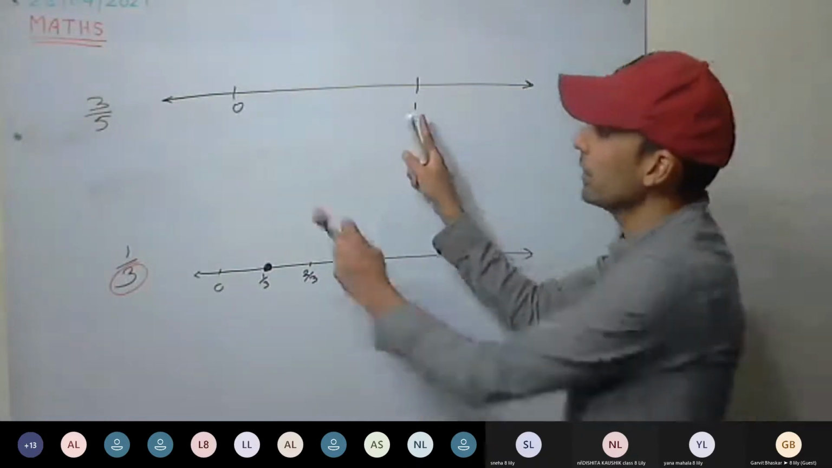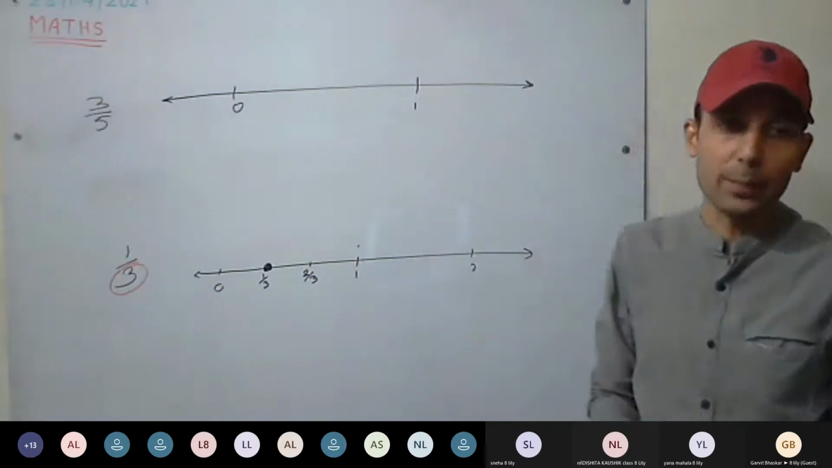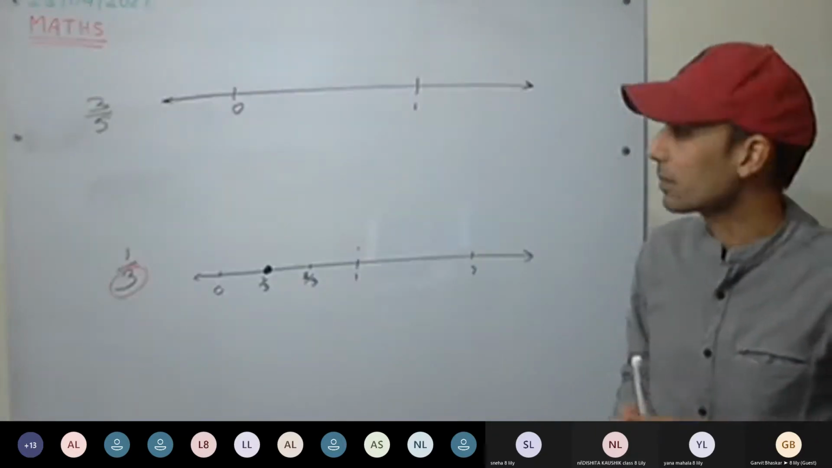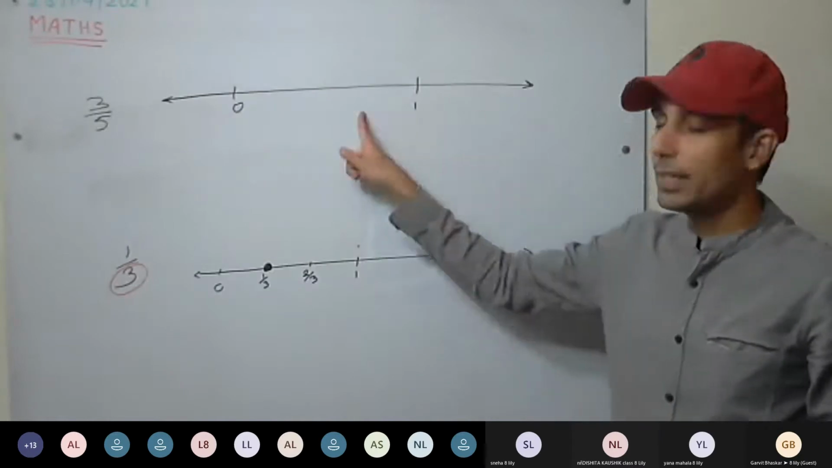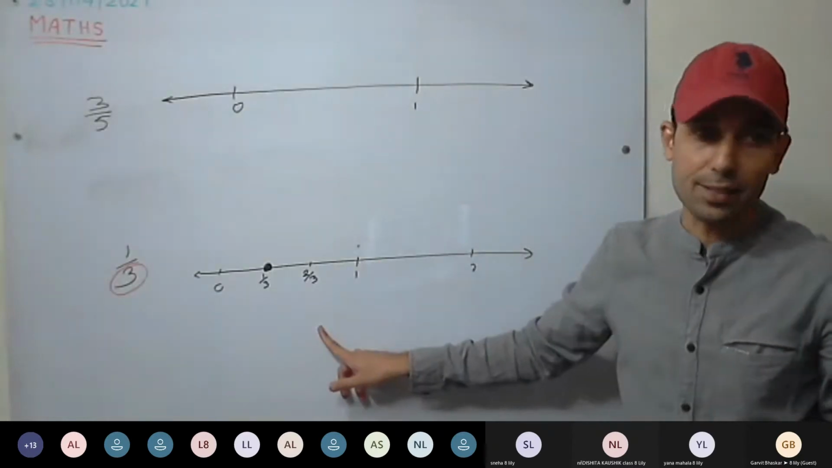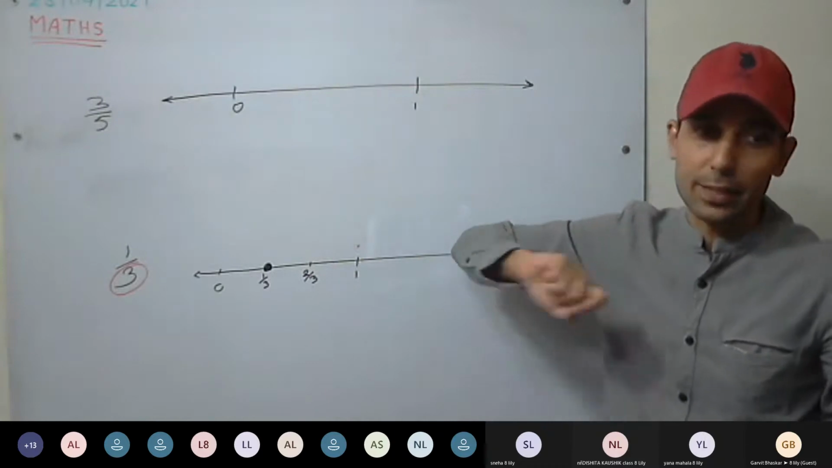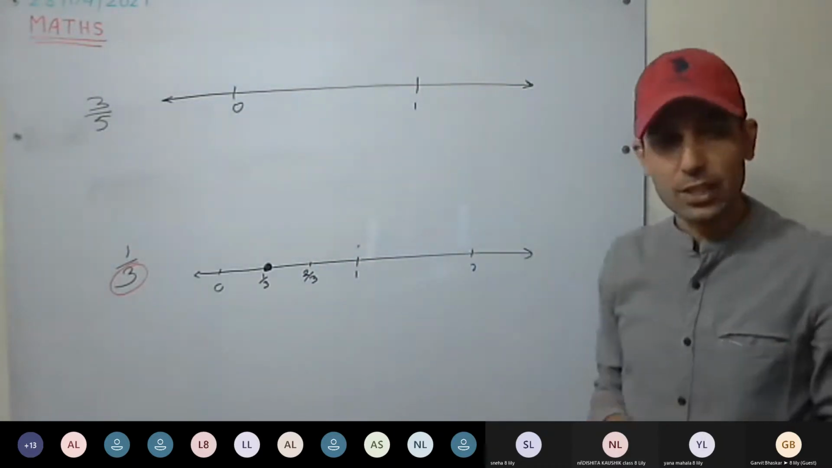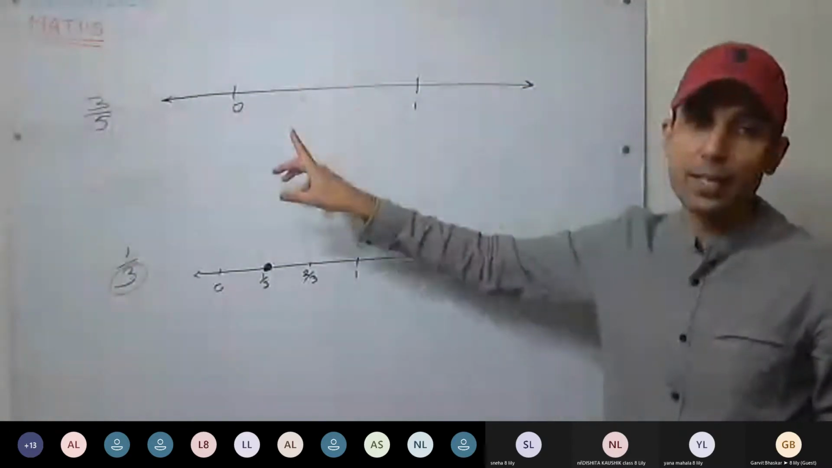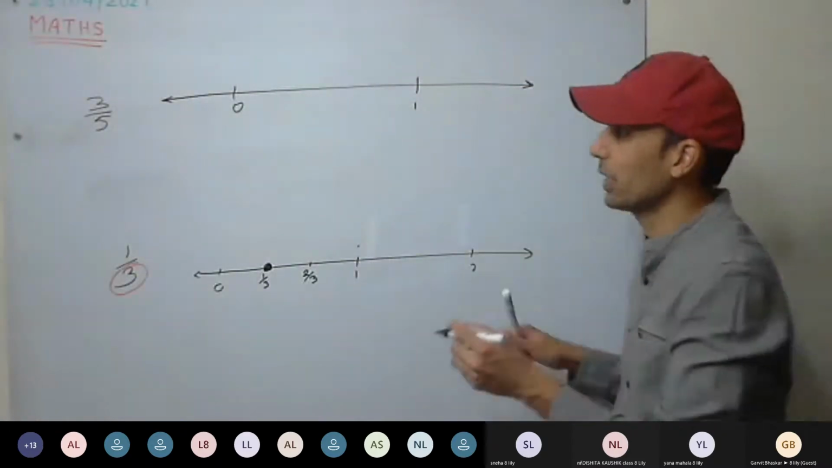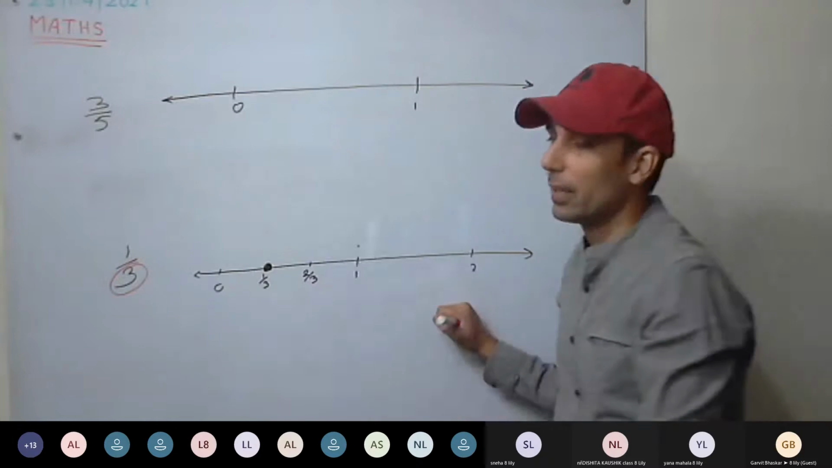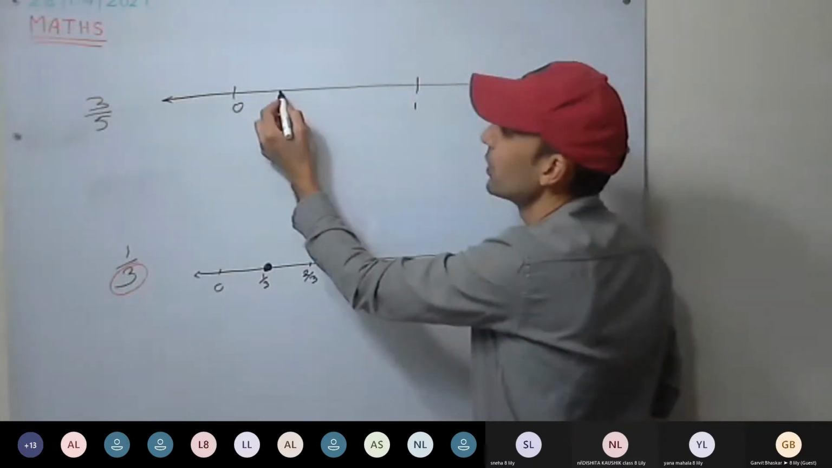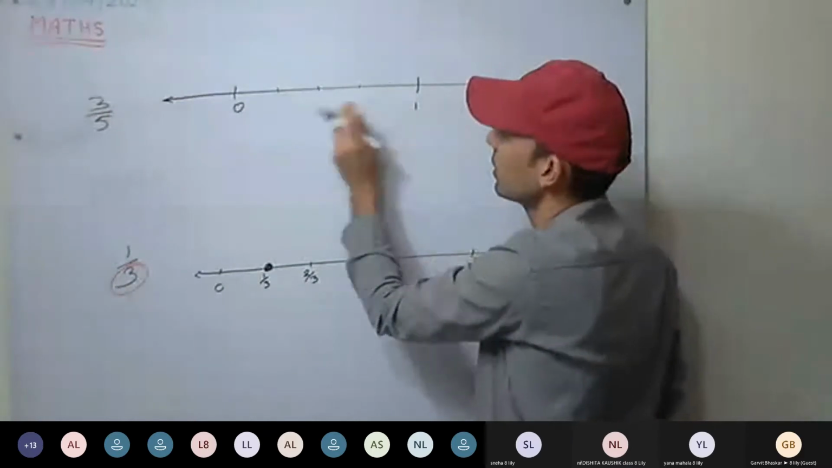This length is to be divided into how many parts? 5 parts. See here, always draw these number lines with pencil. If you make a mistake, you can rub it out. In the examination as well, draw them with pencil, and if you make a mistake, rub and correct it. So 3 by 5. How many parts do you have to divide into? 5 parts.